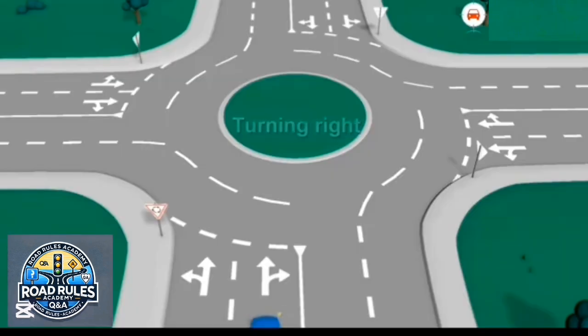Turning right. When turning right, you must indicate right on approach and be traveling in the right-hand lane, unless there are road markings with other instructions.